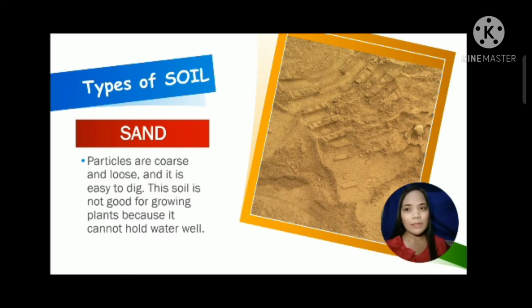The third type of soil is the sand. Based from the picture, we can say that the particles are coarse and loose, buhaghag, and it is easy to dig. Mabilis siyang hukayin. This soil is not good for growing plants because it cannot hold water well. So unlike the loam soil, this sand soil is not good for planting plants because it cannot hold water well. Kasi nga siya ay buhaghag, hindi niya kaya mag-hold ng water to support the plant growth.